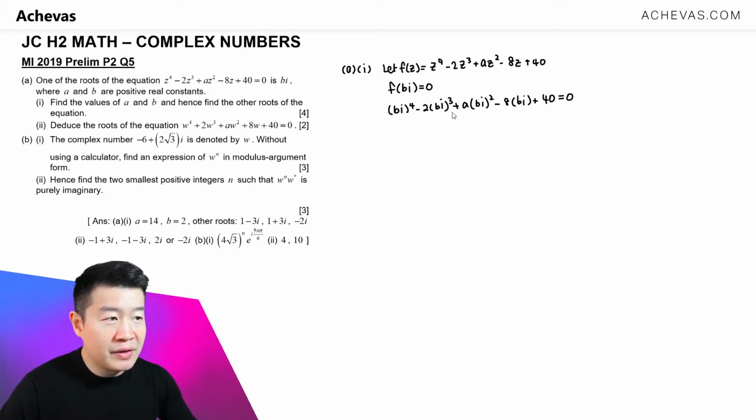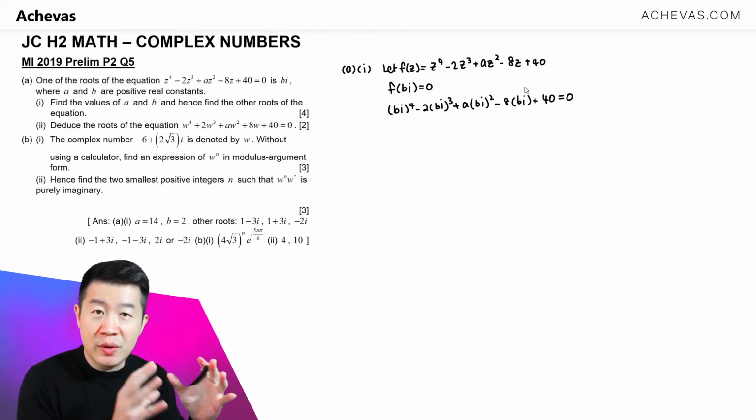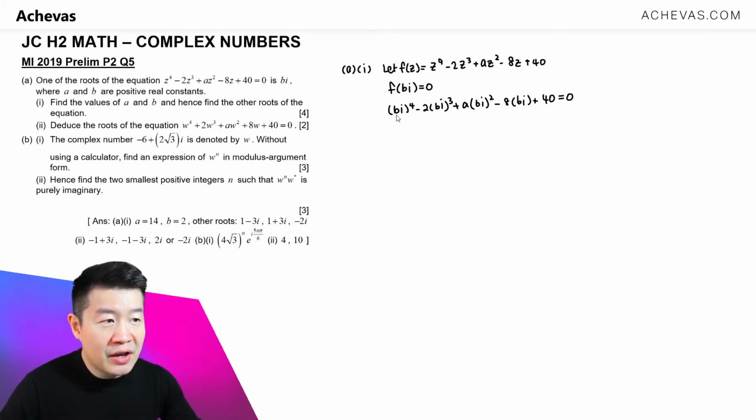And I'm going to expand whatever is on the left hand side and regroup them into the real plus the imaginary. So here we have b to the power of 4, i to the power of 4, and i to the power of 4 is positive 1. So this is going to be b to the power of 4. And here we have 2b to the power of 3, i to the power of 3. i to the power of 3 is minus i. So this will become plus 2b to the power of 3 i. And here, b squared, i squared is minus 1. So minus ab squared. Then here is minus 8bi plus 40. This is equal to 0.